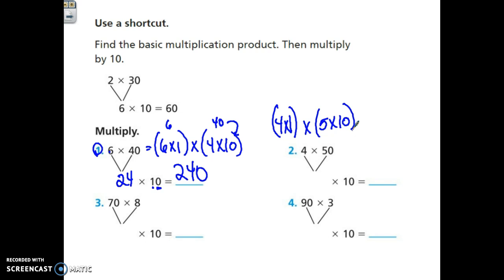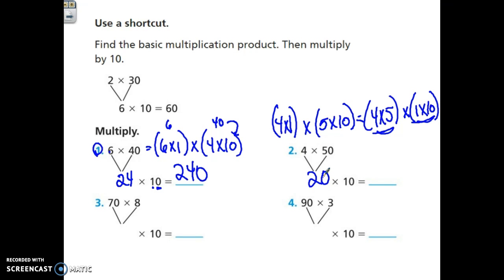Now, when you look at it this way, I can look at the commutative property, the associative property, and say that I can change how those numbers are being organized. So this now becomes 4 times 5 times 1 times 10. Okay? I can just group these numbers together and the 10 together. So 4 times 5 is 20. Now I have 20 times 10.